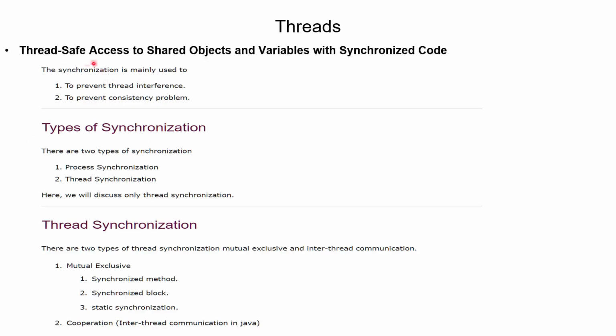Let's look at thread-safe access to shared objects and variables with synchronized code. So the synchronization is mainly used to prevent consistency problems. There are two types of synchronization. There's process synchronization and thread synchronization. There are two types of thread synchronization. There's mutually exclusive and cooperation.